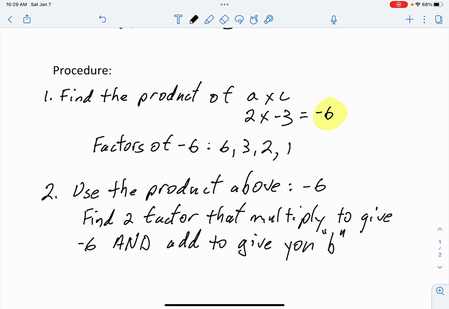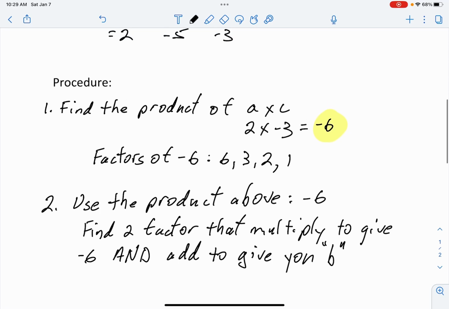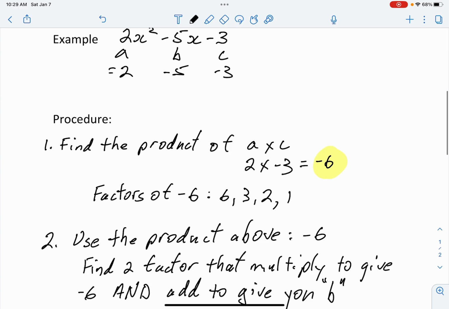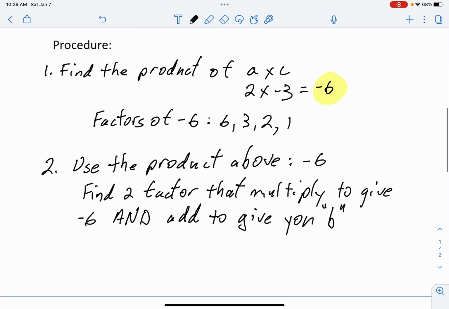Okay, what was b? B up above was, I guess scroll back a bit. B was minus 5, so let me write that down there. Okay, so remember, two things we need to do. They have to multiply to give minus 6 and add to give you minus 5, or b. Okay.